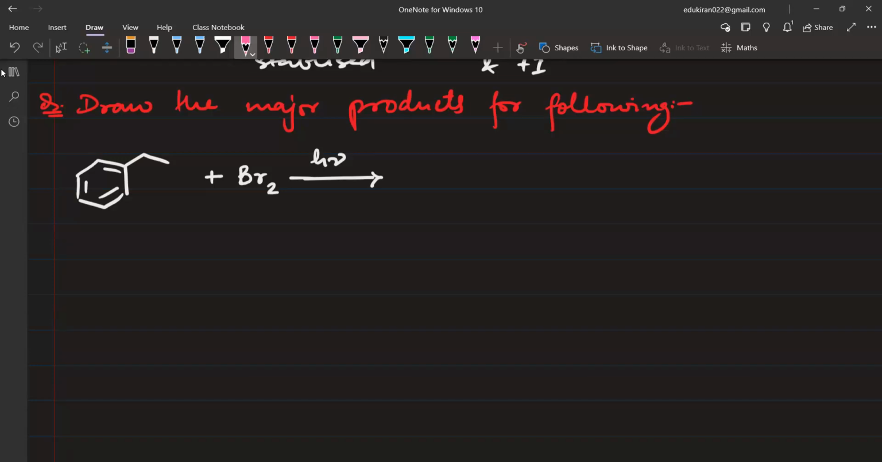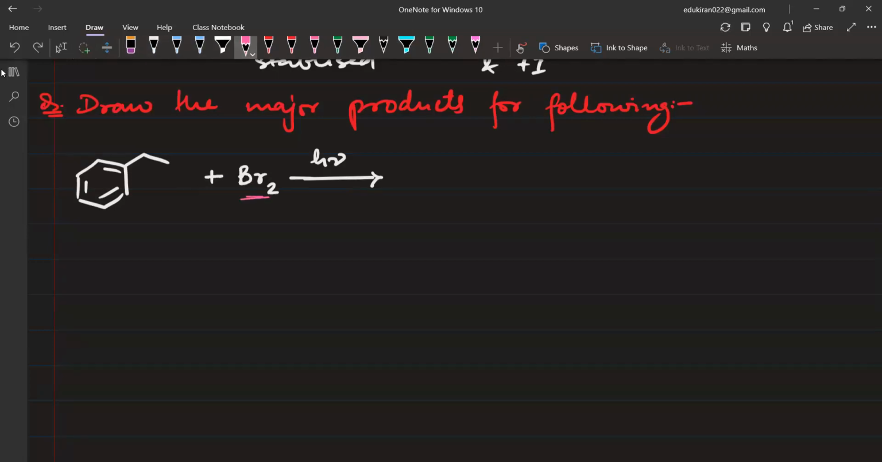Once it has been told that light can be represented as HNU, it can be represented as UV, sunlight. All of these things are sources of light, right? Whenever you get a source of light, UV, sunlight, or HNU, that means there is a free radical generator. So you should also know what helpers are: free radical generators. And we have a halogen.